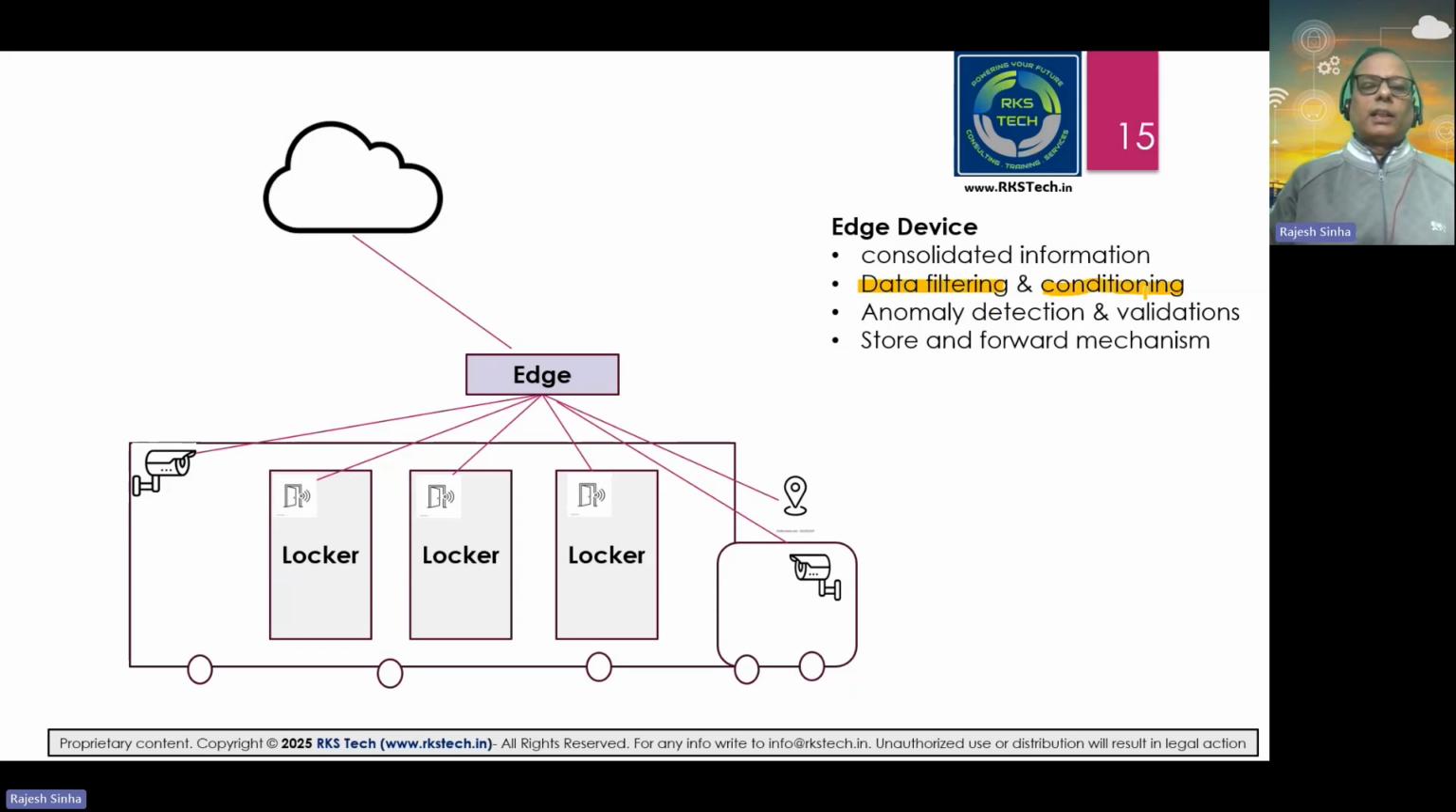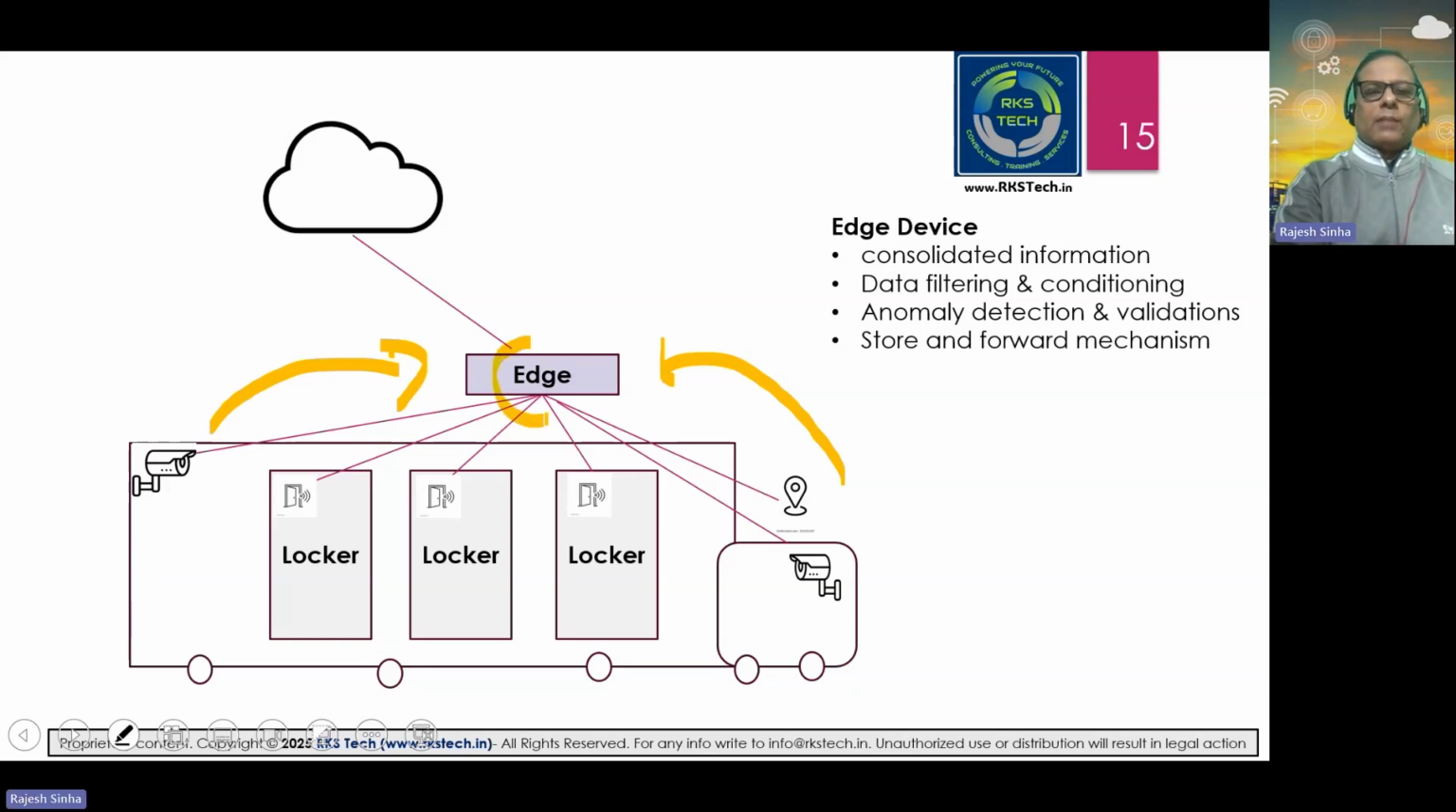It's not necessarily that all the data as it is needs to be sent to the cloud. You can do some kind of filtering and conditioning of data before it is actually sent to the cloud. Edge can also do a certain level of validation and anomaly detection. A certain level of pre-processing can be done here, and the problem of intermittent connection can be resolved by a store and forward mechanism, which means that all these devices will keep sending the data to the edge. In case there is a network issue, edge will store it locally for some time, and then whenever the network is resumed, edge will push all the information to the cloud. And this way we can optimize the system.